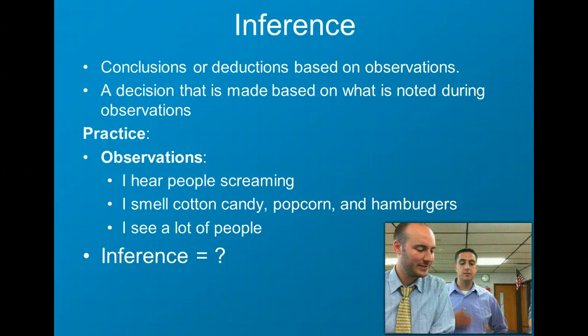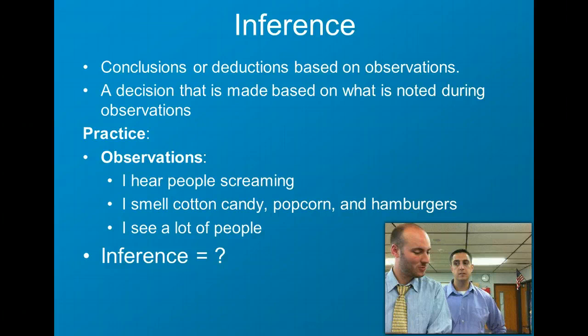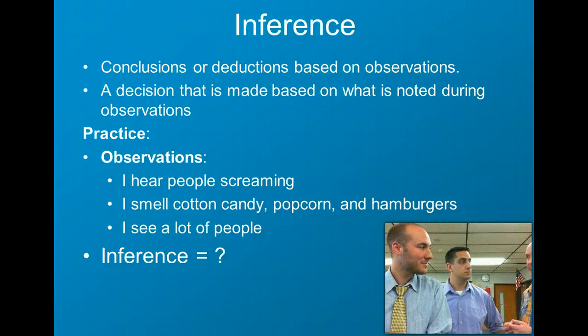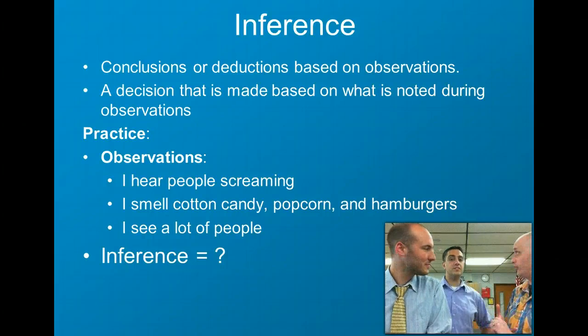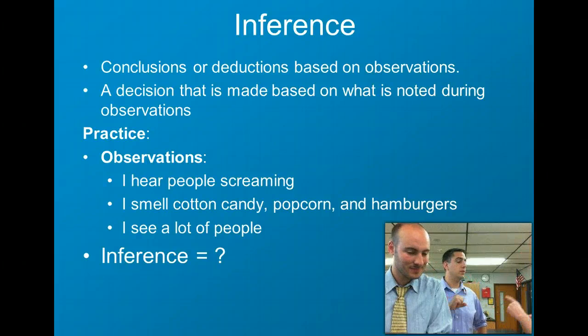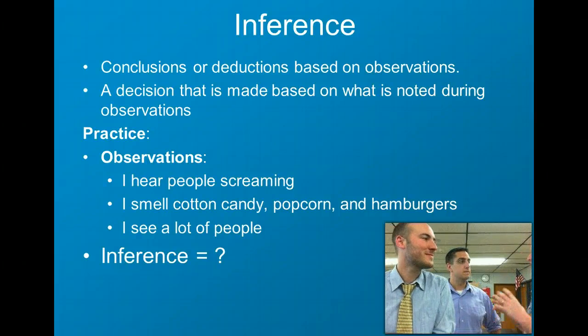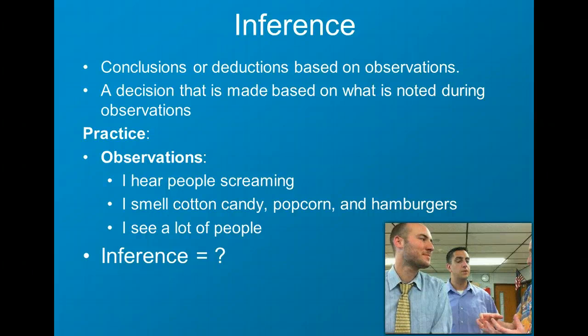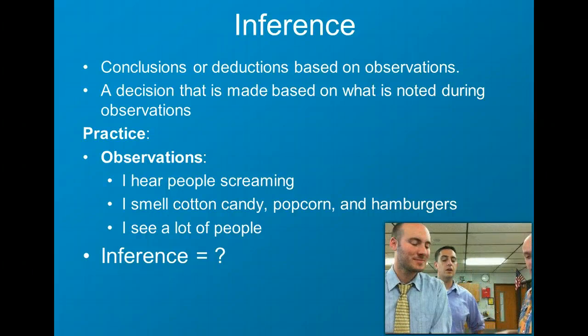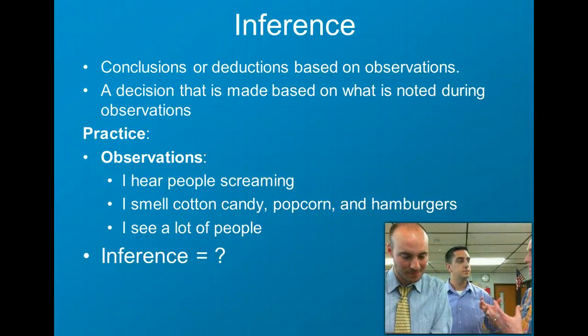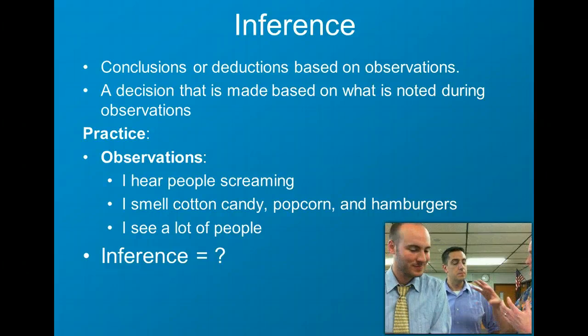Well, first of all, are these all quantitative or qualitative? That's an excellent question. The first one here, I hear people screaming. That's going to be a qualitative observation because it's a quality of hearing things. I smell cotton candy, popcorn, and hamburgers. Ooh, also quantitative, right? Because there's 3 of them. No, it's not the number of observations you make. It has to refer to a specific number in the observation. Oh, okay. In this case, you're still talking about qualitative. You're smelling these things. There's no number involved.